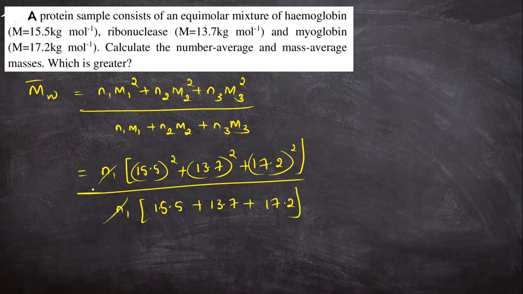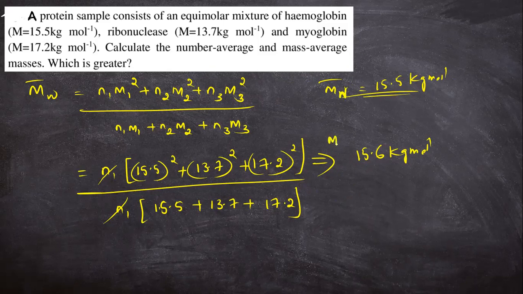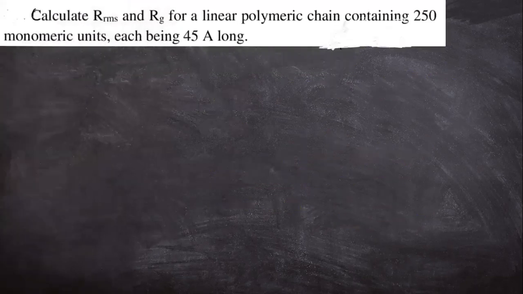So N1 cancels. If you solve it, the answer will be 15.6 kilojoule per mole. And the Mn value was 15.5 kilojoule per mole. So this one is Mw. Which one is greater? Mw is greater than Mn. Done. So let's go on to the next question.